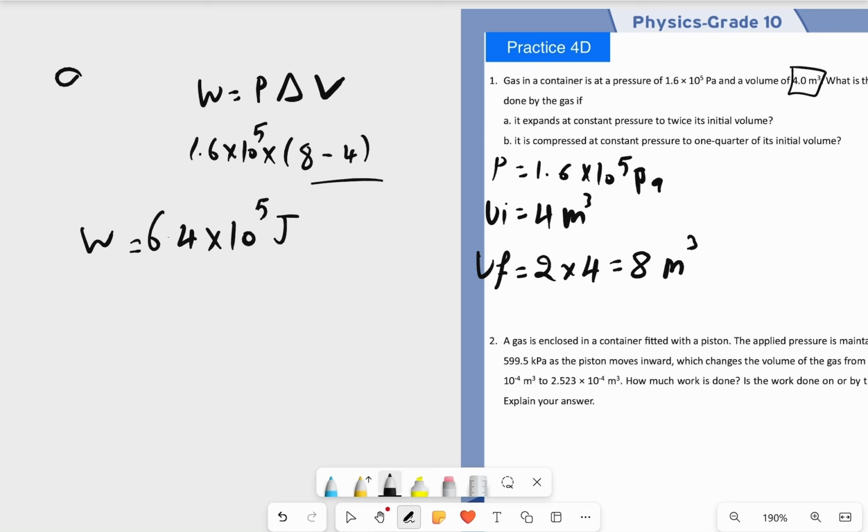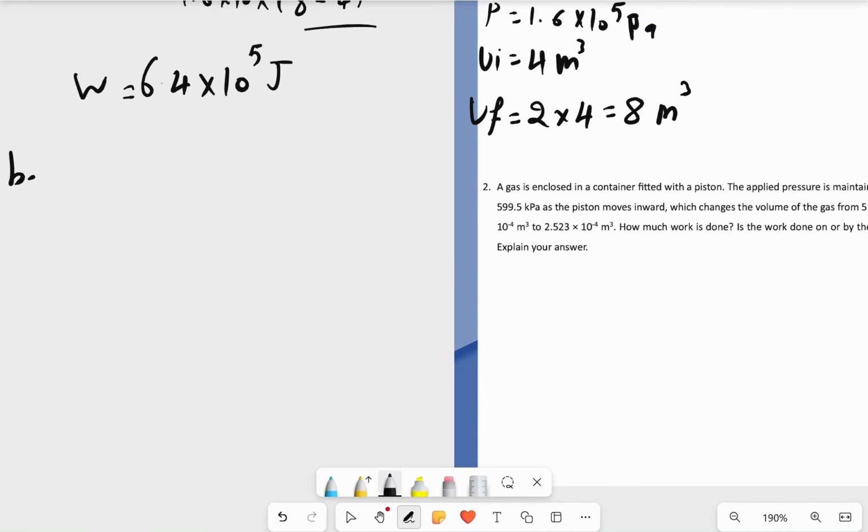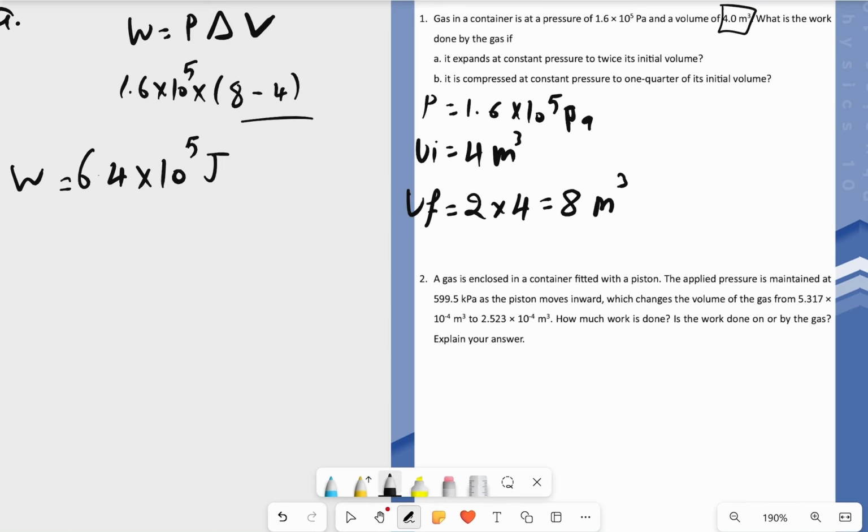This is part A. Part B, it says, if the gas is compressed at constant pressure to 1/4 of its initial volume. So part B is going to be what? V final is going to be 1/4. How do you write 1/4? 1/4 times the initial volume. Initial volume is equal to what? It's equal to 4. So 4 cancels and you have V final, which is equal to 1 meter cubed.